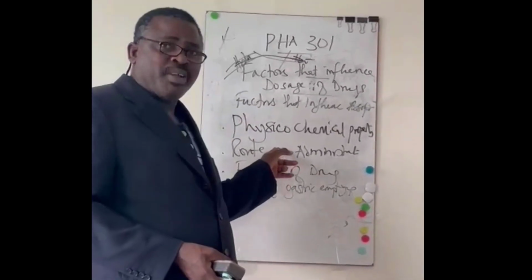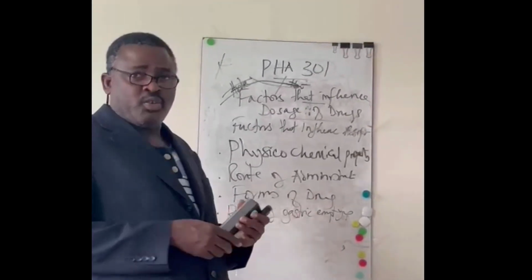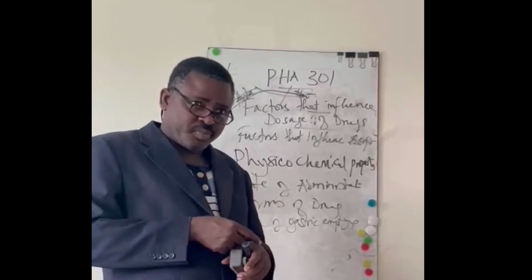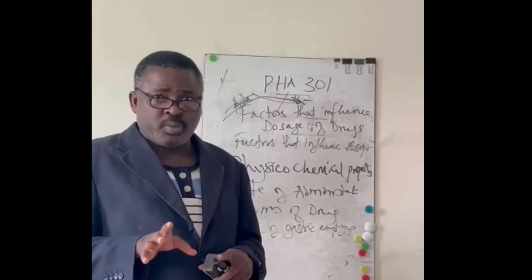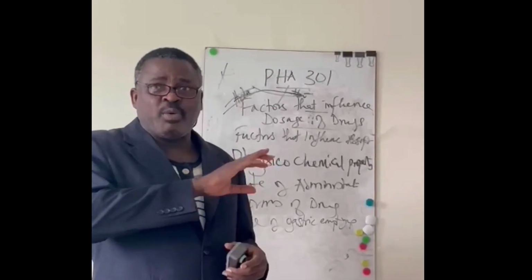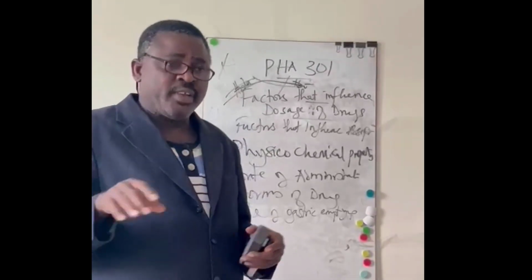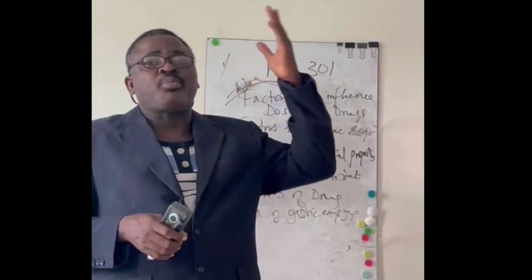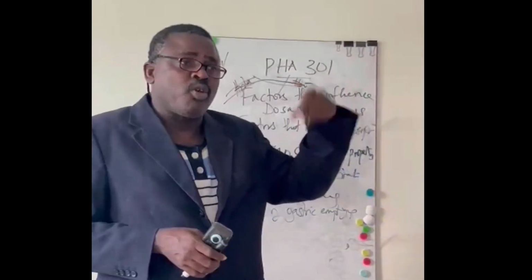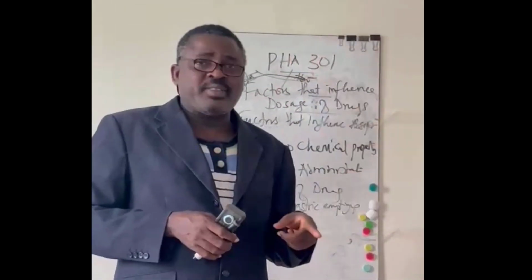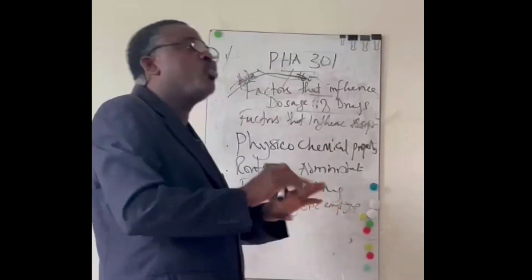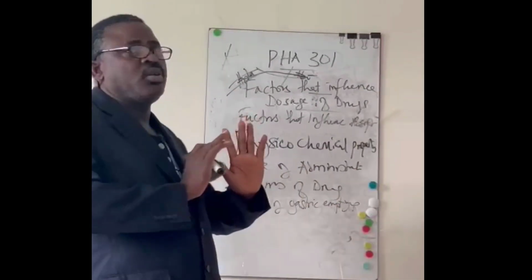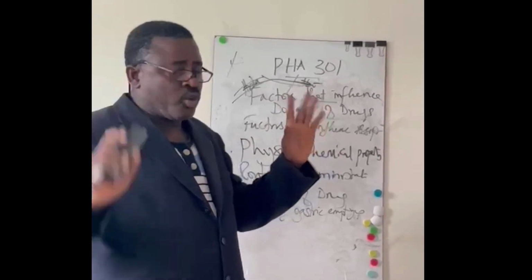Route of administration matters a lot in absorption. The drug you take by IV goes directly to the bloodstream and does not go through any form of absorption again. So the drug you take per oral will take a longer time to get to the bloodstream, because it must go through the small intestine before it gets to the bloodstream. So the route of administration is a factor in absorption.